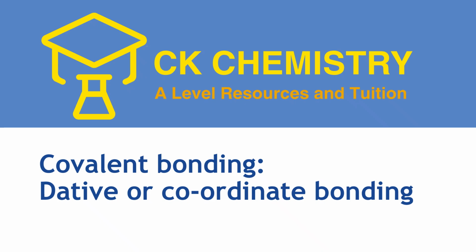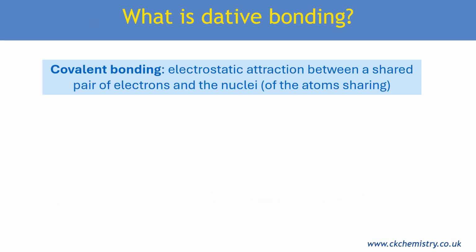This video is going to look at covalent bonding with a focus on dative or coordinate bonding. Before we decide what dative bonding is, it's really important that we have a clear definition for covalent bonding, because a lot of students get this wrong. They just say it's sharing electrons, or they say it's bonding between non-metals.